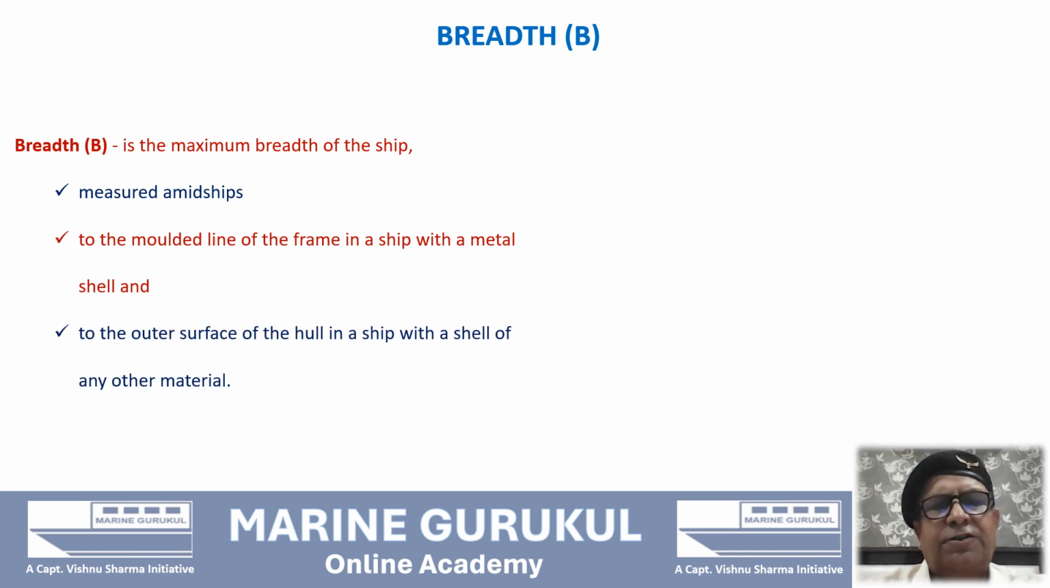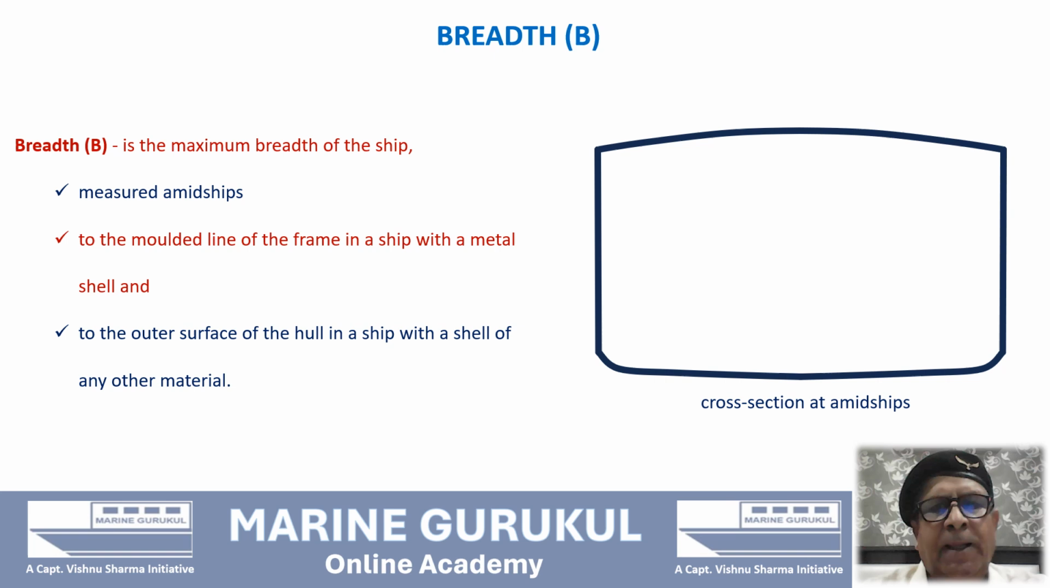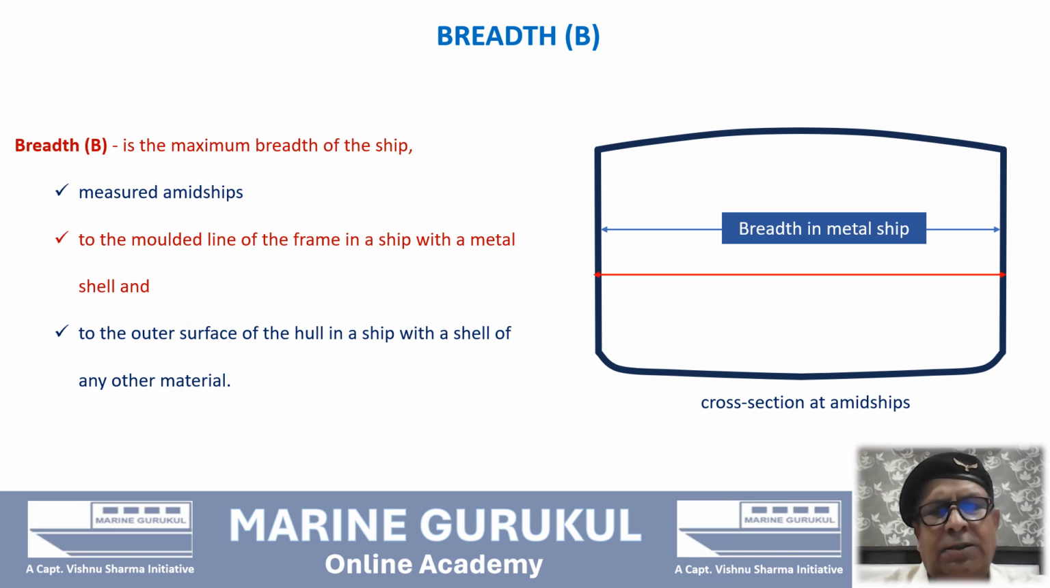The outer surface of the hull in a ship with shell of any other material. So if the shell is not a metallic shell, that means the hull of the ship is not of metal, then in that case it shall be the extreme breadth from outside of the shell plating to the outside of the shell plating. As you can see in this cross-sectional view at amidships, for a metal ship the breadth is the molded breadth, and for a ship with hull of any other material than metal, it is the extreme breadth.